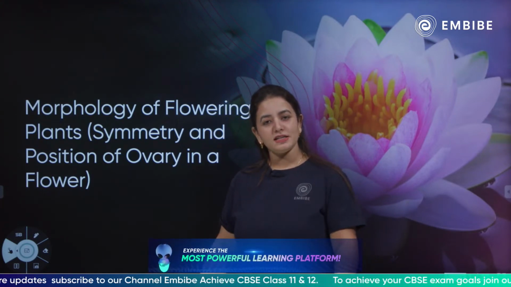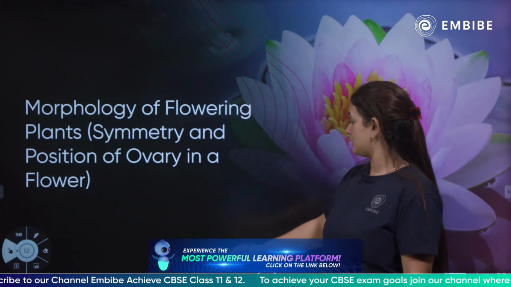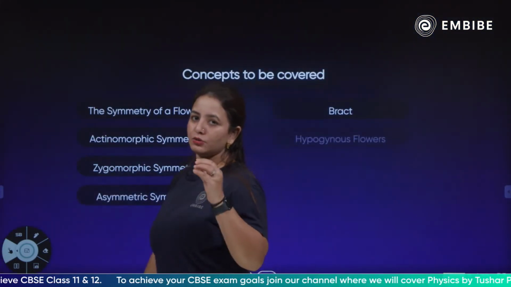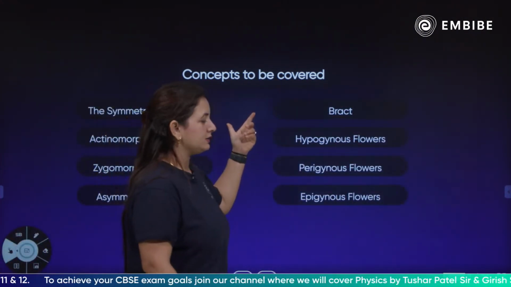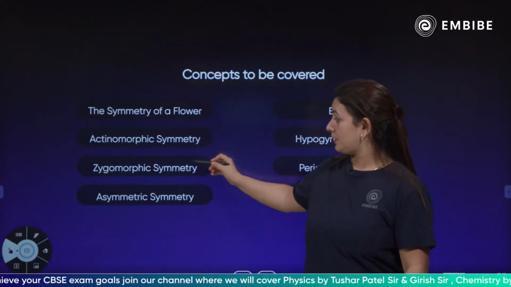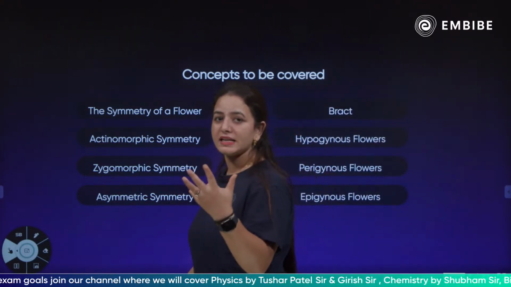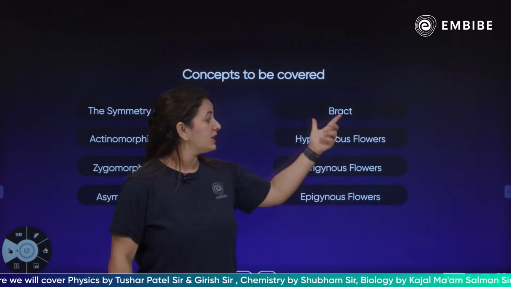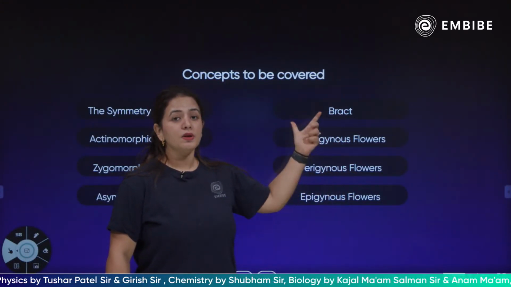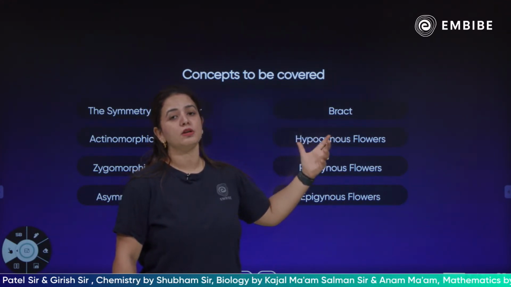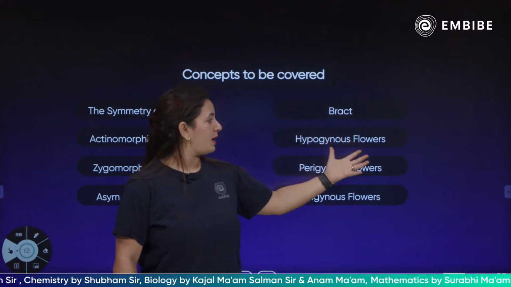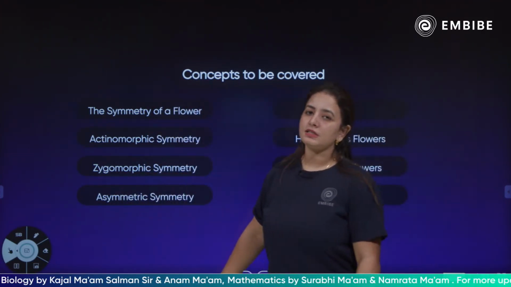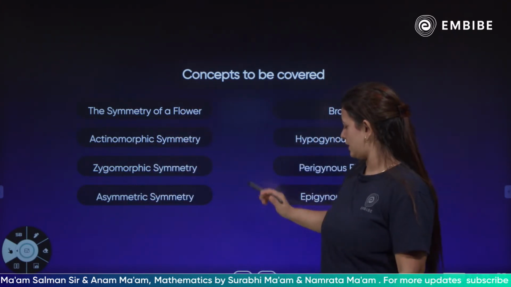So starting today's session, let's see what we have to study in the coming session. Children, the concepts which will be covered in today's lecture are the symmetry of the flower, the types of symmetry of flowers, the bract, what is the bract, and on the basis of the position of the ovary, these types of flowers exist. We will discuss which particular type is represented by which particular concept. Okay, so we are going to discuss everything in this session.